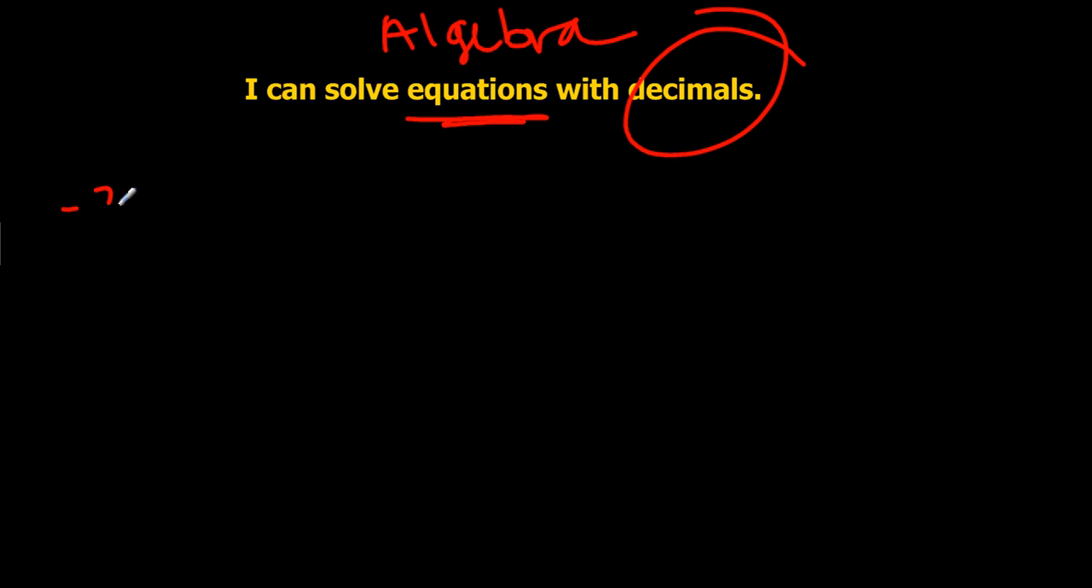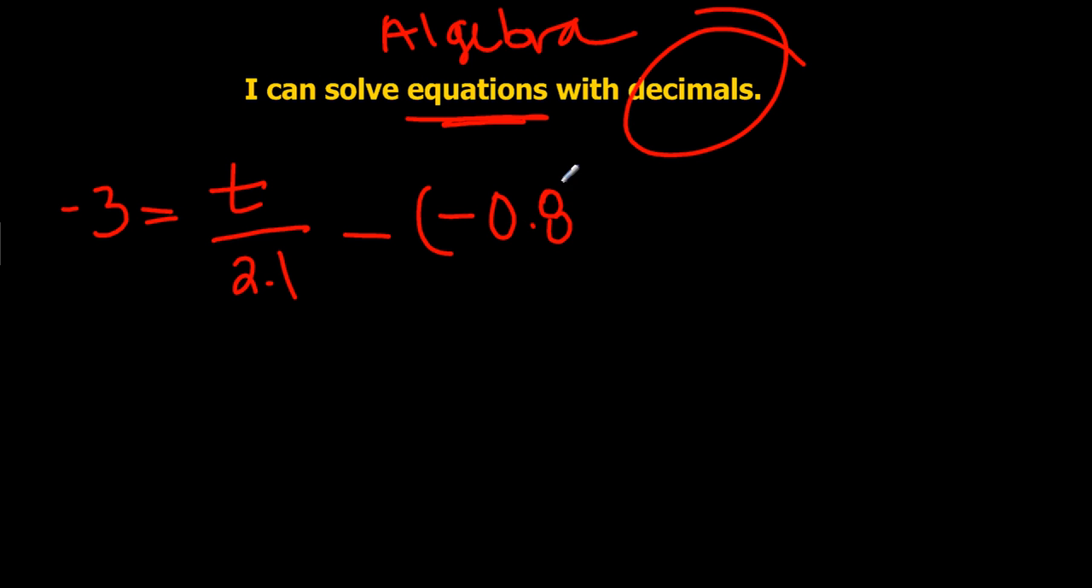So we're going to solve the equation -3 equals t divided by 2.1 minus a -0.8. Lots of stuff thrown in here, but all things you know how to do. So right away, off the top, we're going to go ahead and stop, chop, chop, and this becomes an easy addition equation. So you get -3 equals t divided by 2.1 plus 0.8.